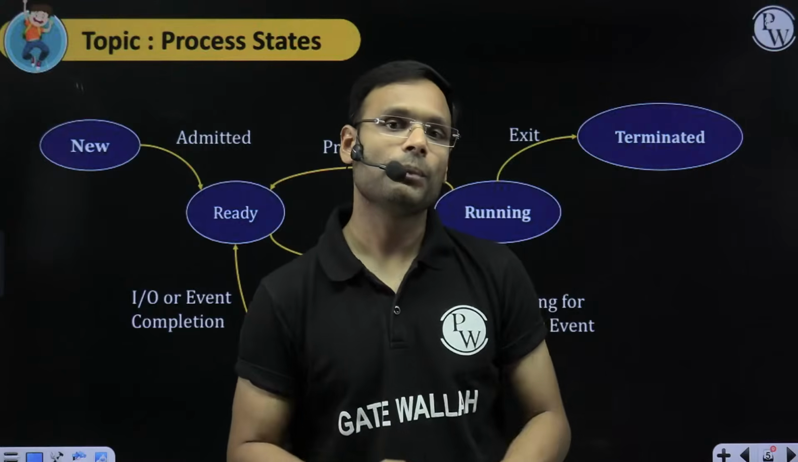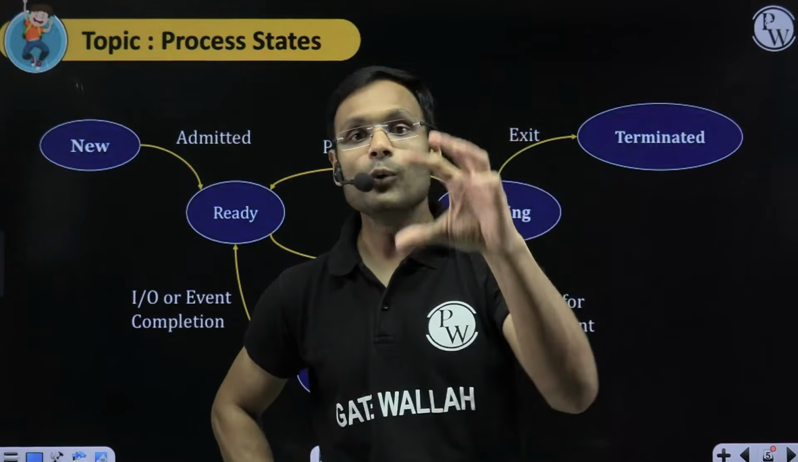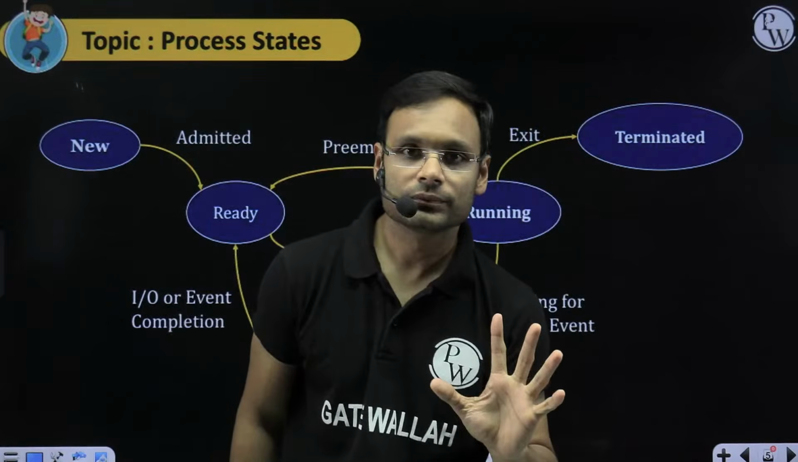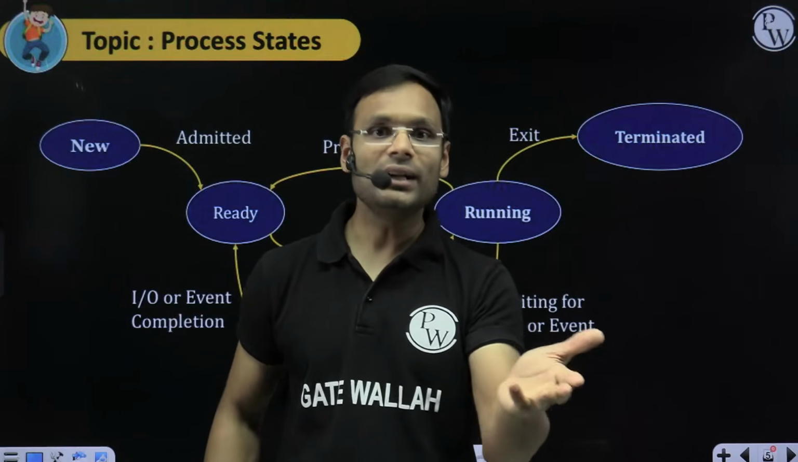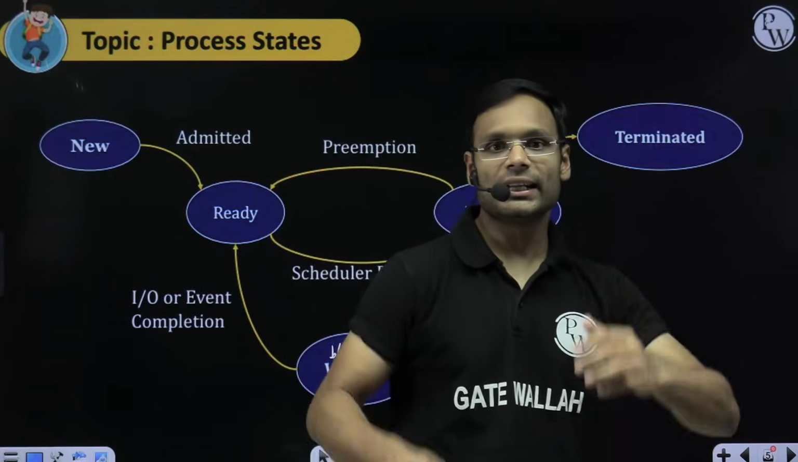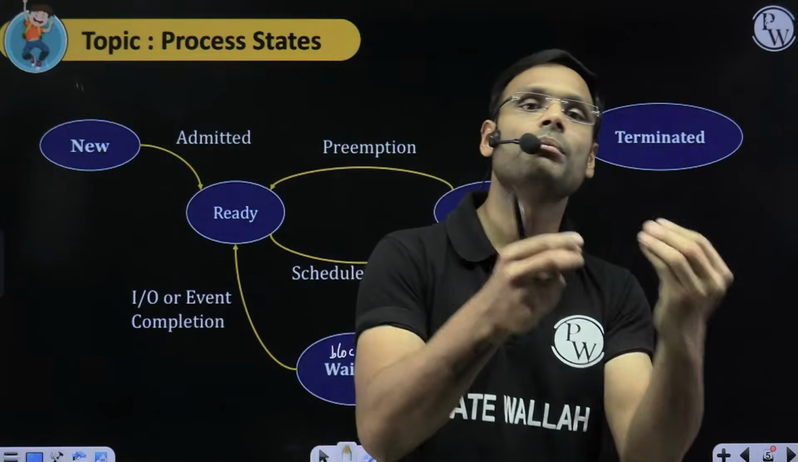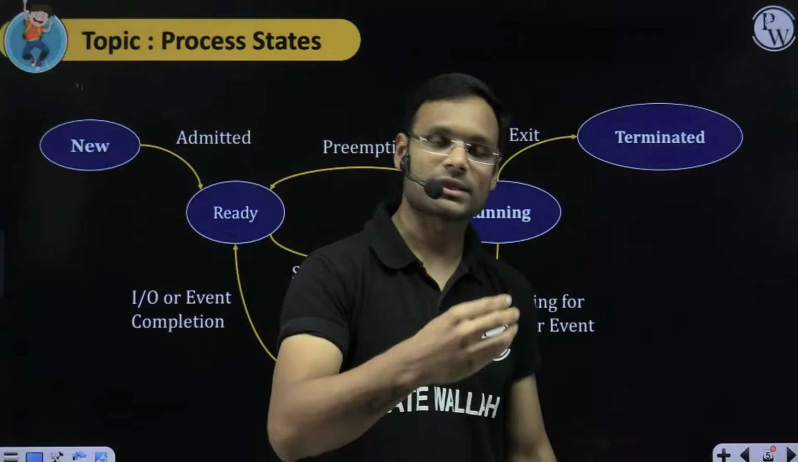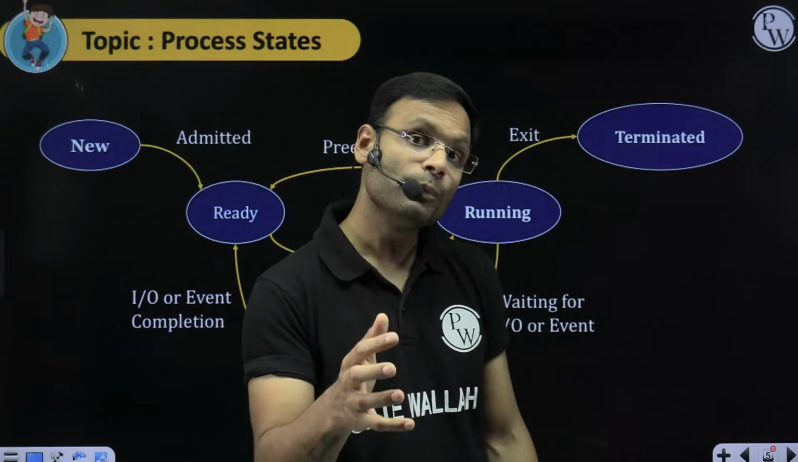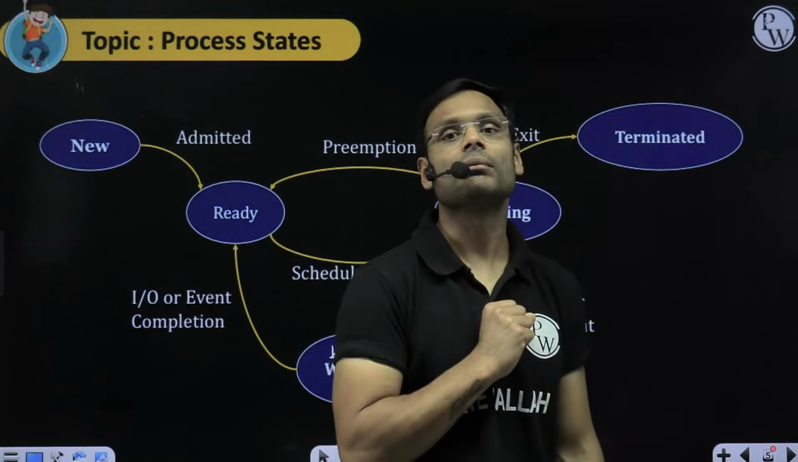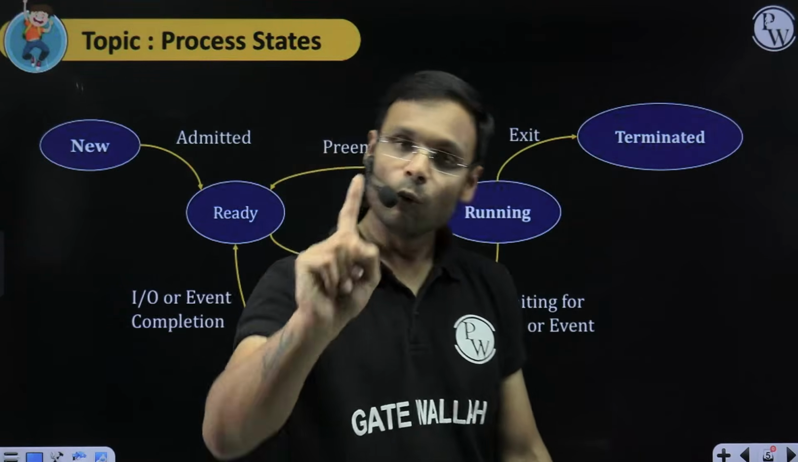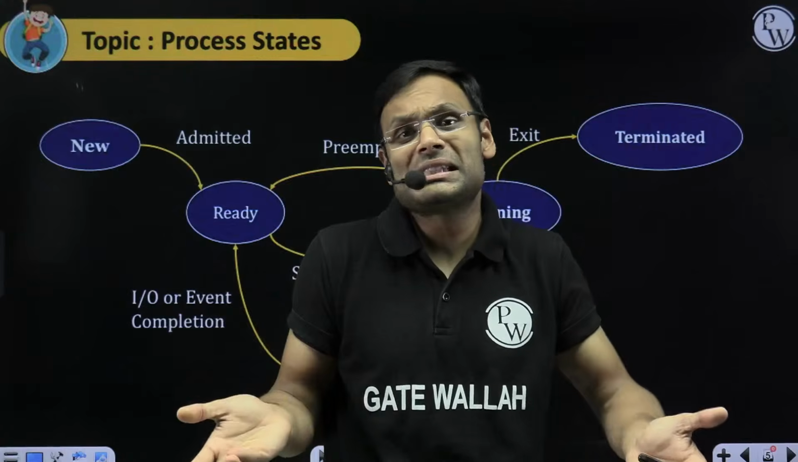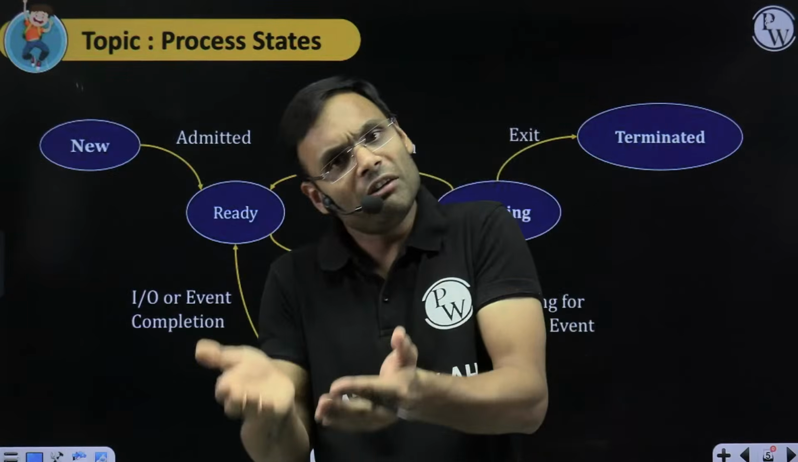In a multi-programming system, how many processes can be in main memory at a time? One or more? Tell me, comment. More than one. So many processes are there in main memory. But among them, how many processes are running in the CPU at a specific time? Only one. Why? I have only one CPU, and one CPU can run only one process.